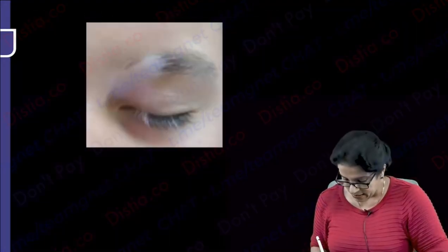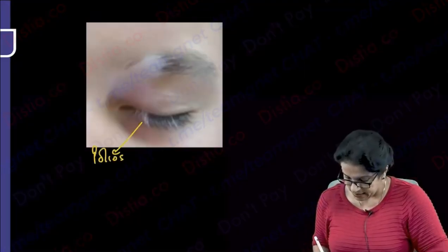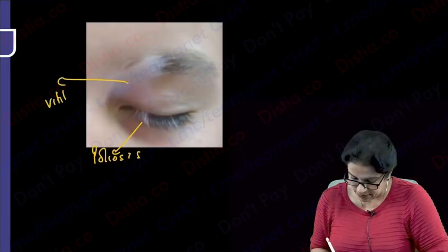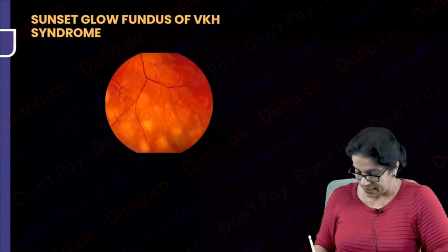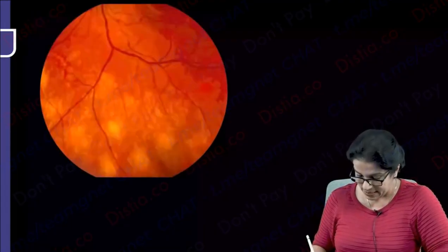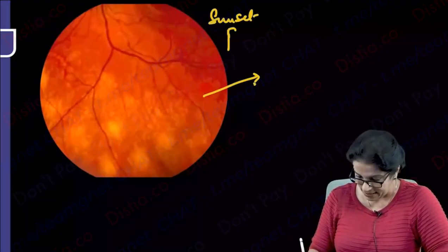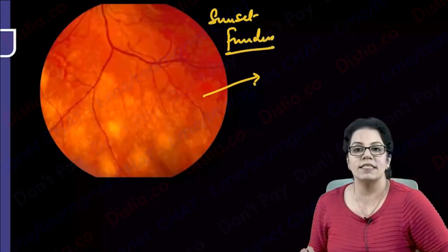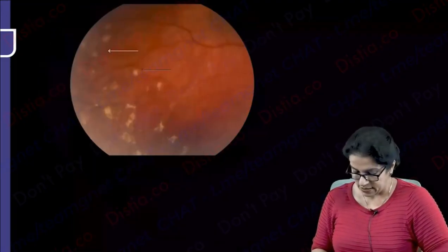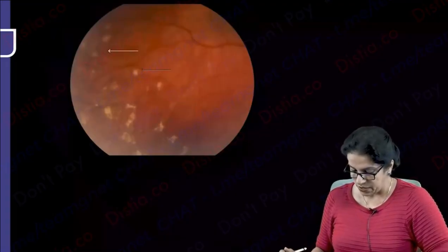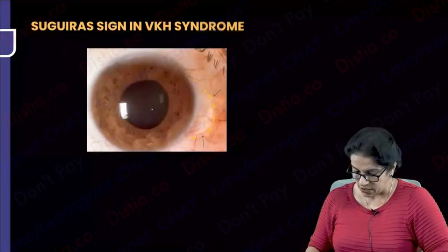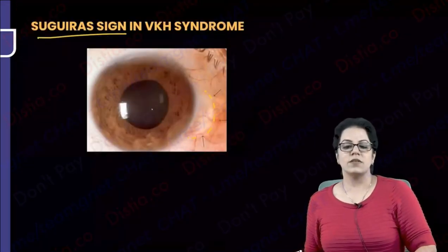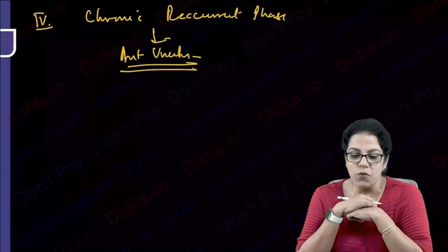Okay, so what are you looking at here? This is poliosis. You're looking at poliosis, some depigmentation and vitiligo here, and even the eyebrows are involved, right? Look at this. This is the depigmentation in the choroid. Because of the depigmentation in the choroid, this picture is what is called sunset glow fundus. So what is sunset glow fundus? It is nothing but depigmentation. And look at this one. This is the perilimbal depigmentation. This is called Sugiura sign. So these are the findings of Vogt-Koyanagi-Harada.